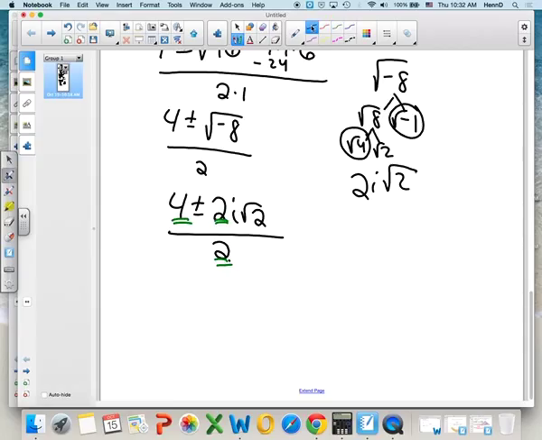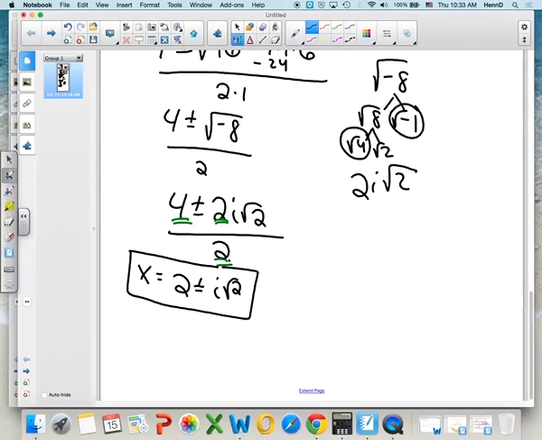So this becomes 2 plus or minus i radical 2 over 1. You obviously don't need to put the over 1. So those would be your 2 answers. If you really wanted to write them separately, you could write 2 plus i radical 2, 2 minus i radical 2. And that's the end of that.